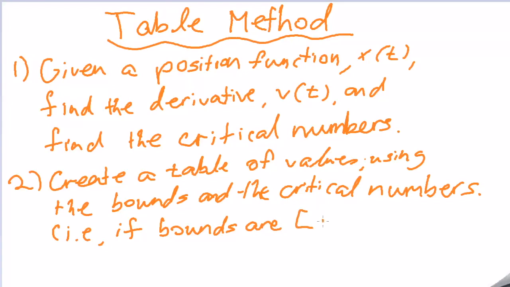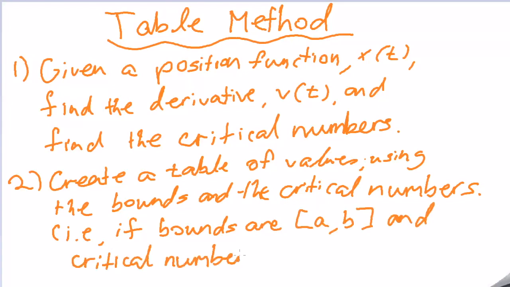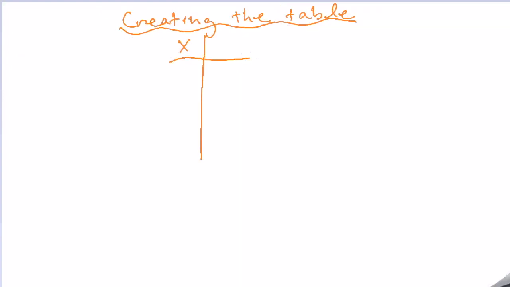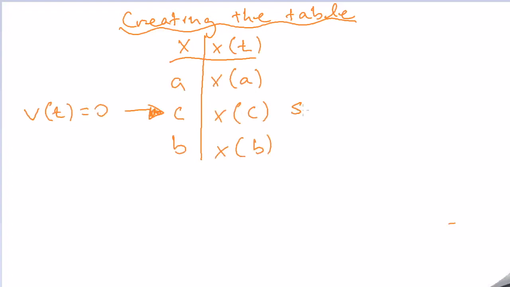The second thing you do is create a table of values using the bounds and the critical numbers. For instance, if the bounds are a and b, and your critical numbers we can represent as c, we will make a table of a, b, and c. To create the table, we are going to have x on one side and x of t on the other side. A and b are going to be our starting and end points, and c is where the velocity of t equals 0, the critical numbers. This is where this function stops.